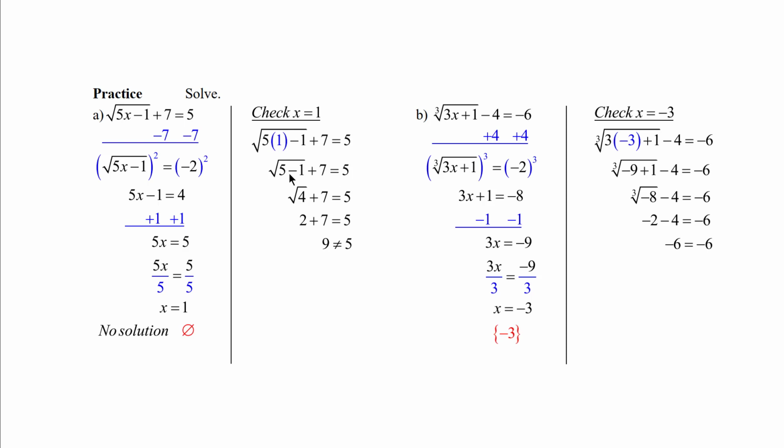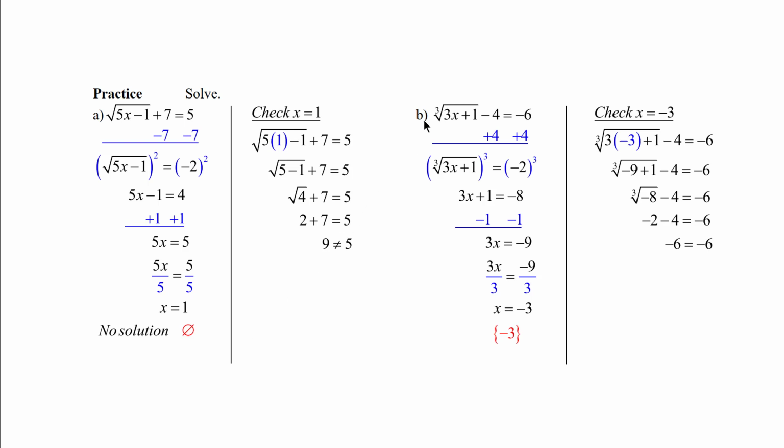Next, we have 5 minus 1, which is 4, so we have the square root of 4 plus 7 equals 5. Taking the square root of 4, we get 2, and then we bring down the plus 7 equals 5. Next, we add together 2 and 7, which is 9, and you can see here that 9 is not equal to 5. So the value of 1 is not a solution to the equation. To indicate that we have no solution, I use the circle with the diagonal line going through it.